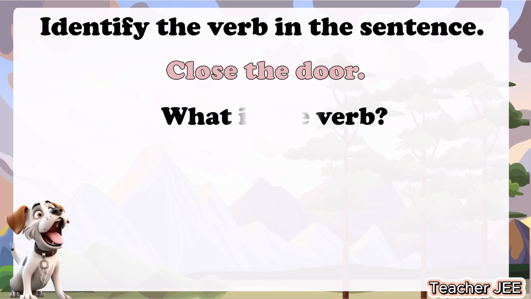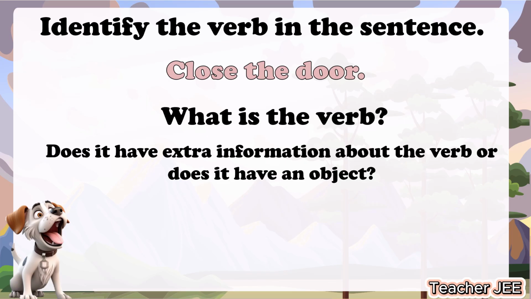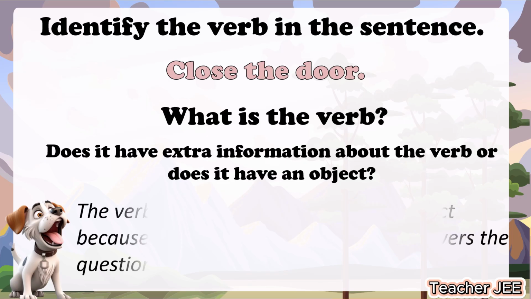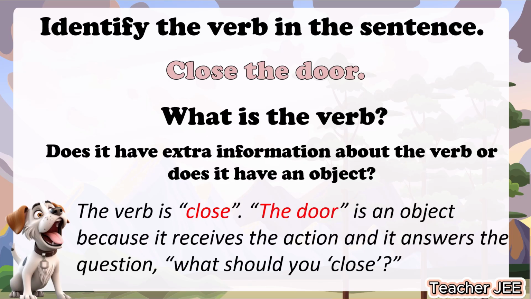Close the door. What is the verb? And does it have any extra information about the verb, or does it have an object? Pause the video while answering or checking or examining the sentence. That's right, the verb is close, and the door is an object because it receives the action and it answers the question, what should you close? So, the door there is the object.